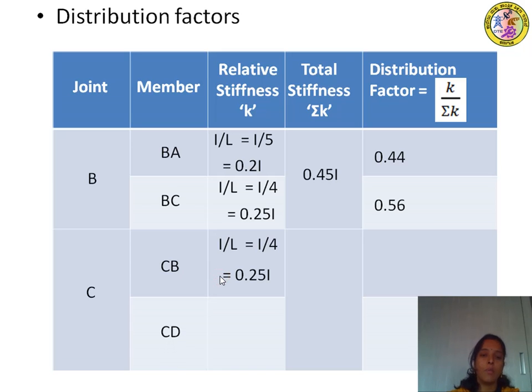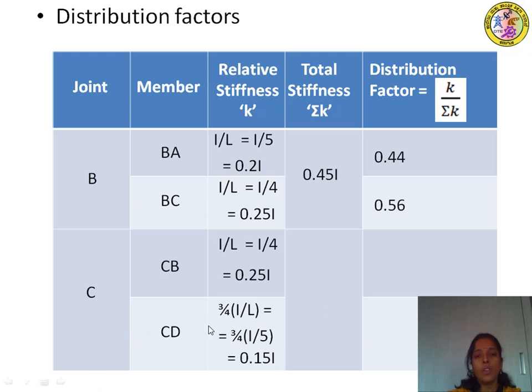Next, the member is CD member. So we have replaced the fixity at joint D by a simple support. Therefore, the relative stiffness is calculated by using the relation 3/4 of I by L. So 3/4 of I divided by length, which is 5 meters. If you substitute those values, it will be equal to 0.15I.